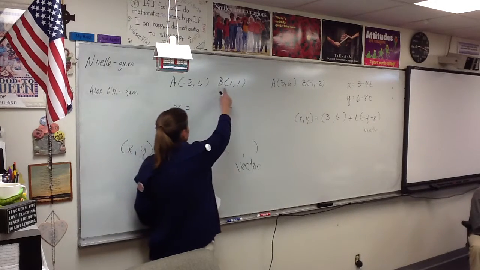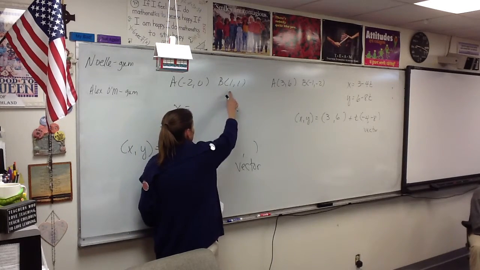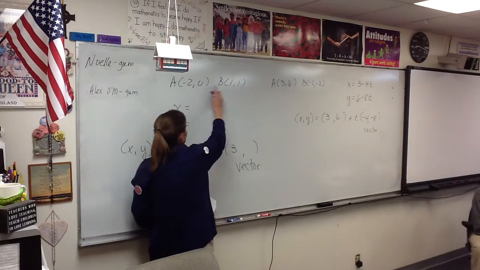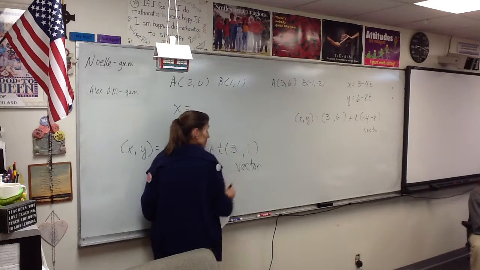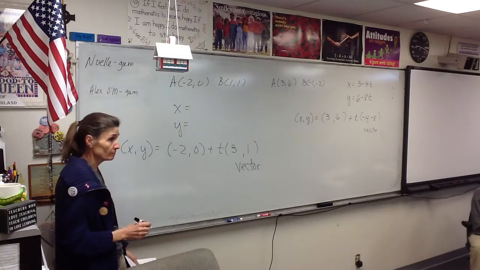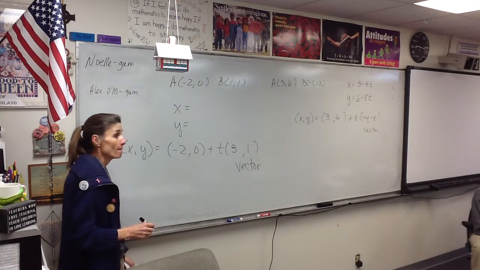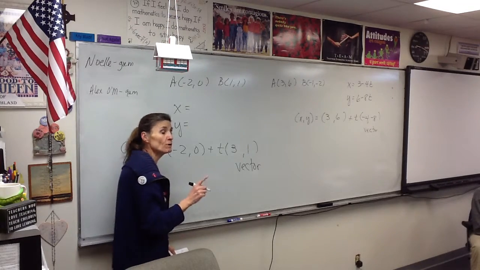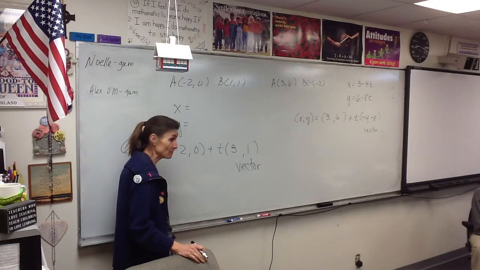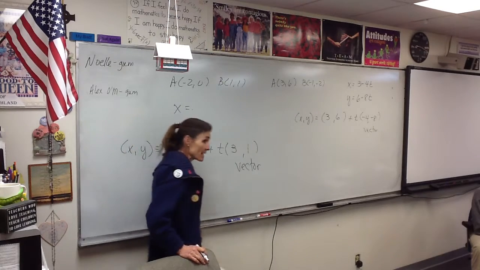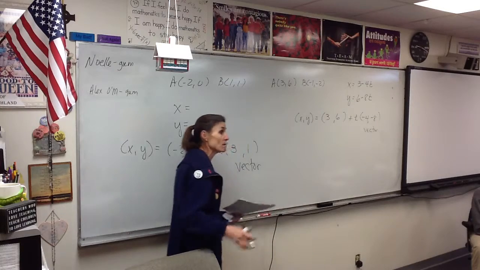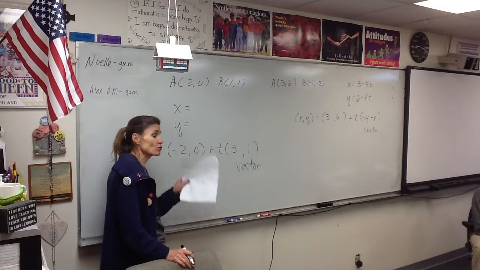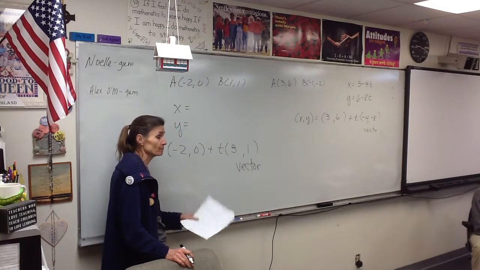You're going from negative 2 to 1. That's 3. 0 to 1. That's 1. Would the answer be different if I put the 1 in? It'll look different. It'll represent the same line, believe it or not. When I'm grading your paper, I just have to be aware that your answer can look different.